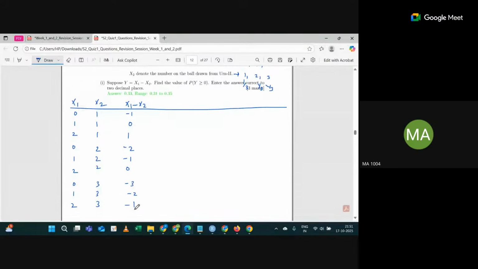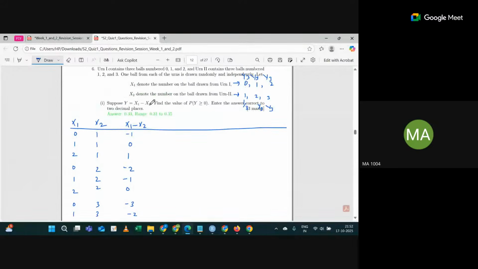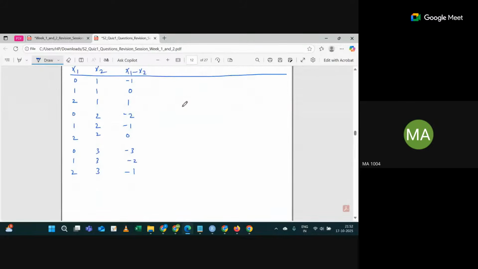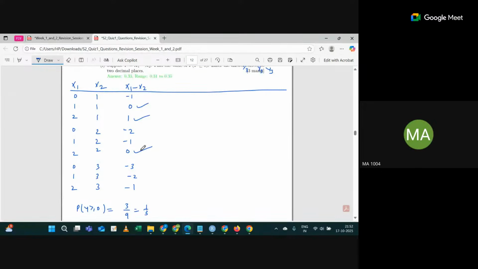Now, what does the question say? What is the probability that Y is greater than or equal to 0? What are the possible cases where Y is greater than or equal to 0? (1,1), (2,1), (2,2). This is the three cases, right? So the probability that Y is greater than or equal to 0 means these three cases. So basically, 3 by 9. Yes or no? Understood?